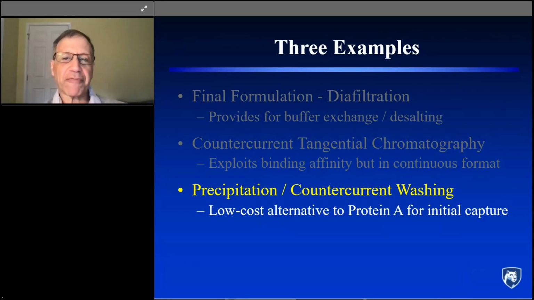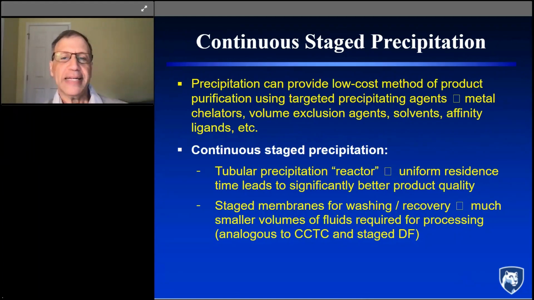In the time that I have remaining, I want to go through one more example, which is work that my lab is currently actively pursuing in looking at a precipitation process as a low-cost alternative to protein A chromatography for initial product capture. Now, precipitation has been used in the past for the purification of plasma proteins. One of the reasons that it works well for commercial purification of plasma proteins is that the proteins are present at very high concentrations within plasma.